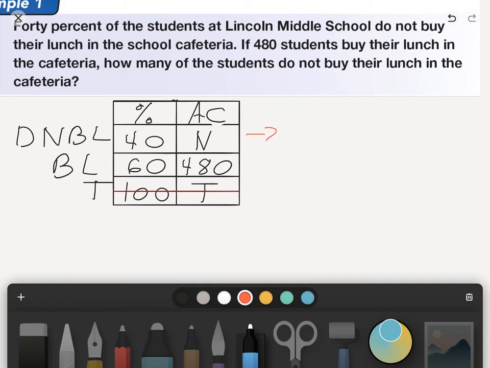Instead of writing 100 and T and crossing it out, I wrote in the percent box, useless, and in the actual count box, I wrote info. That's fine. Sure. Have fun with it.